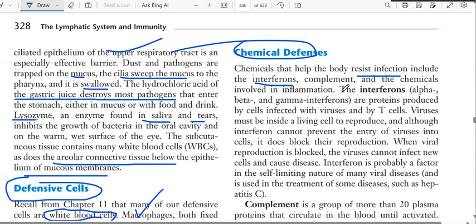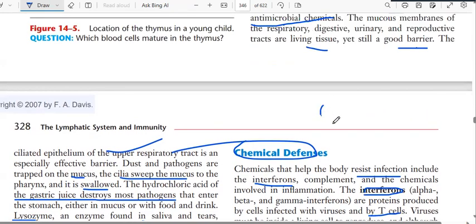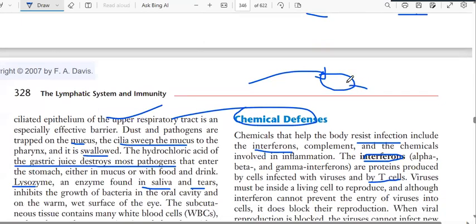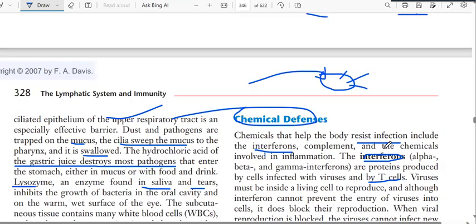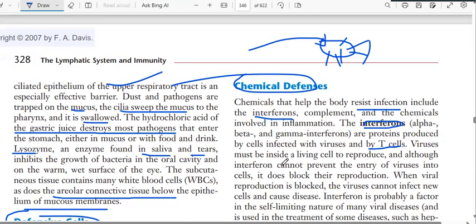Okay, so let's see what interferons are. Alpha, beta, and gamma interferons are proteins produced by cells infected with virus and by T cells. So here interferons are produced by the affected cell. For example, this is a liver cell. Any virus attacks the cell. So this infected cell will produce alpha, beta, gamma, infected with virus and by T cells, T lymphocytes. So both will release these substances.